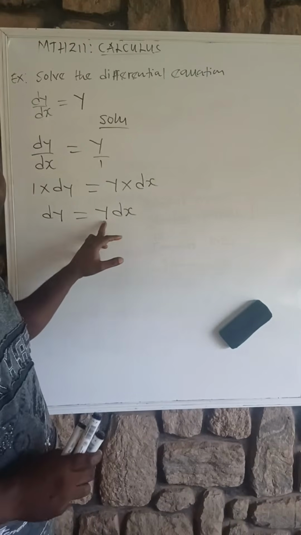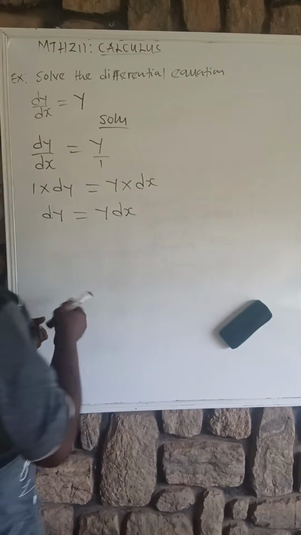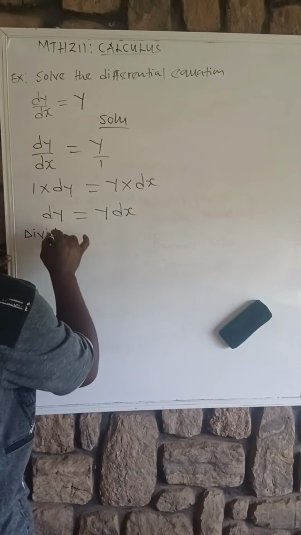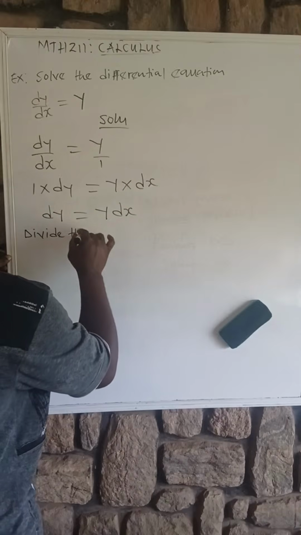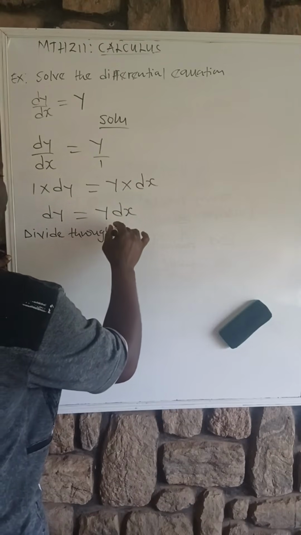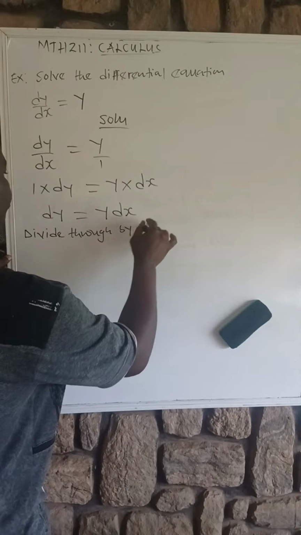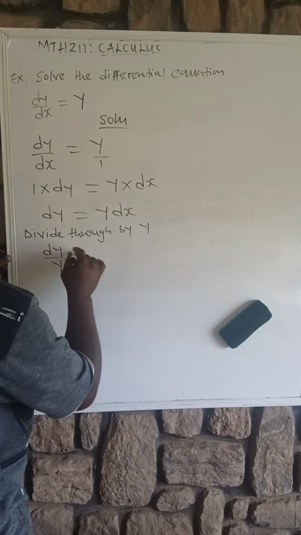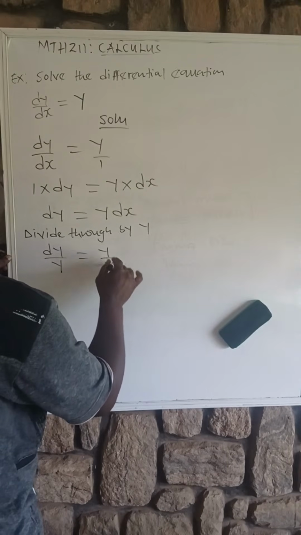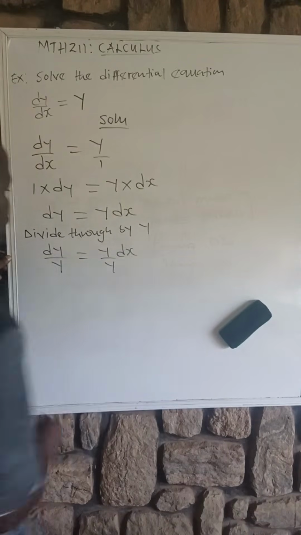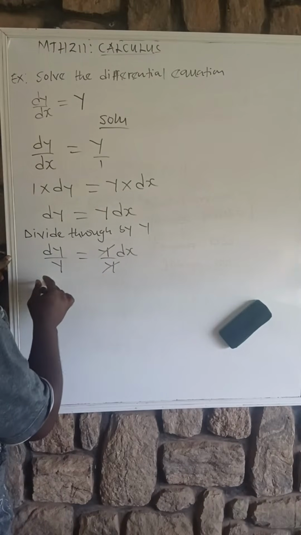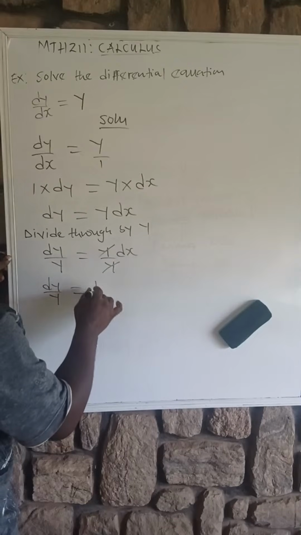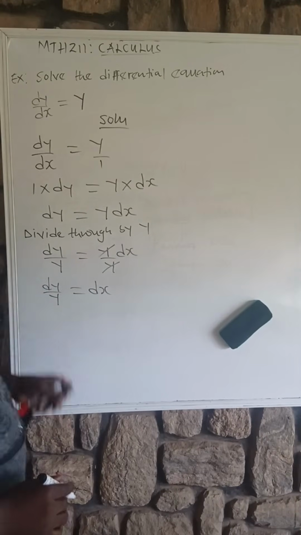How? What are you going to do? We divide through by y. True or false? We now write: divide through by y. Is that clear? So it means dy all over y equals y all over y dx. So this cancels. We now have dy all over y equals to what? Dx. Can you see now?